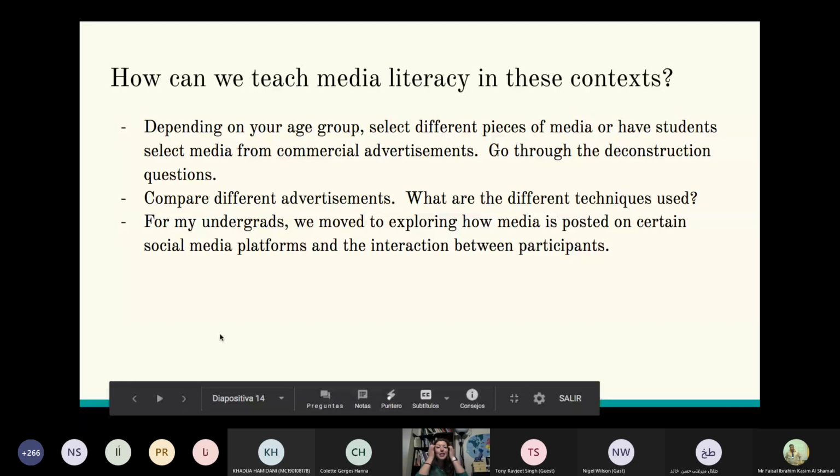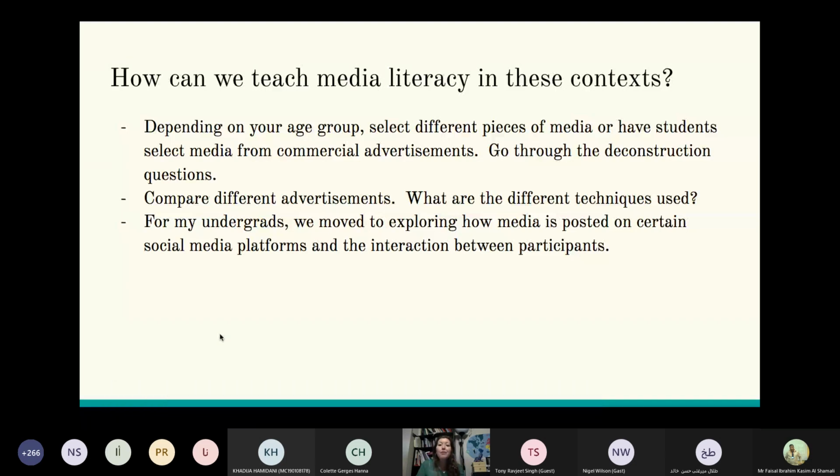All right, so how can we teach media literacy in these contexts? Depending on your age group, you can select different pieces of media, and you can go through different exercises in the class, or you can have students select media from commercial advertisements or from different articles. I have done this in various ways. The most recent one that I've done is I've had them locate different commercial advertisements, one from the US or the West and one from their country, and talk about how the ads represent different ideas, different techniques that they might use. And I go through the deconstructing questions.